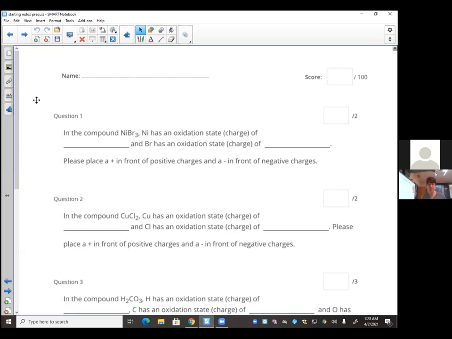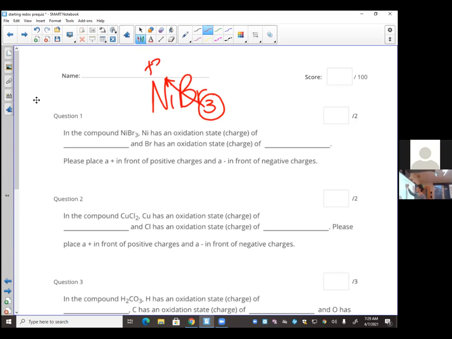First question: in the compound NiBr3, Ni has an oxidation state, so a charge of what? And Br has a charge of what? Please place a plus in front of positive charges and a minus in front of negative charges, no spaces. I'm going to look them each up on the periodic table first. Ni can be a +2 or +3, and Br's negative choice is -1. So I'm going to write it right here, NiBr3. This 3 came from up here on nickel, and this 1 came from the Br. I check it with the periodic table, and they both match. They both work out, so Ni has an oxidation state of +3. I just crisscross reversed, and I got my +3 here and my -1 here, and I made sure it matched.